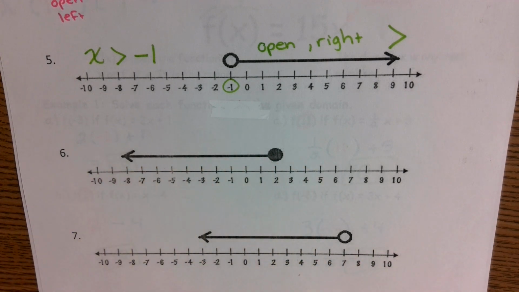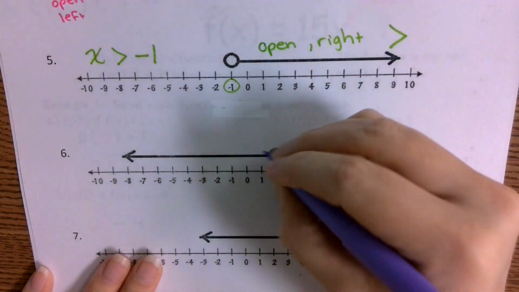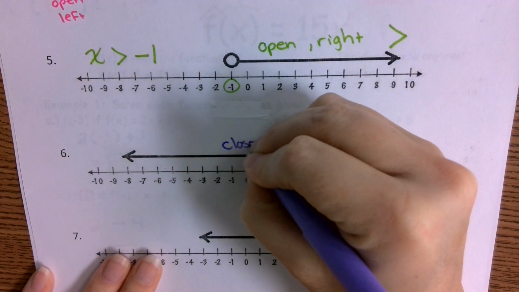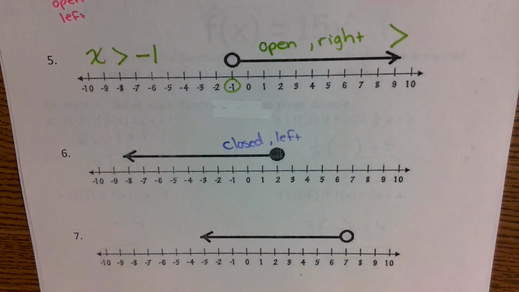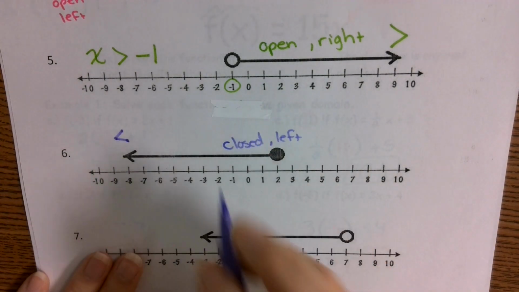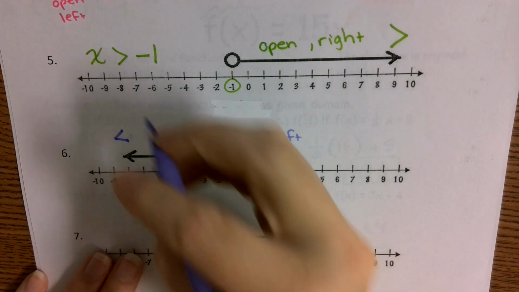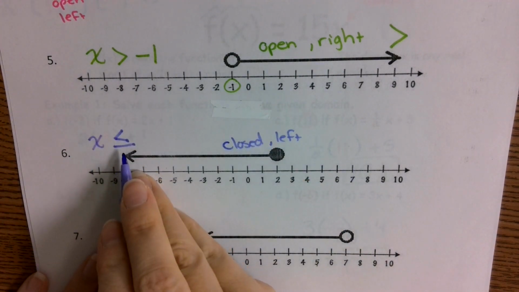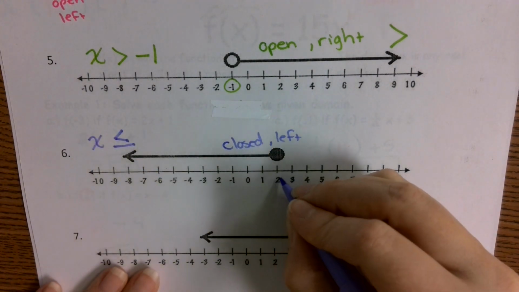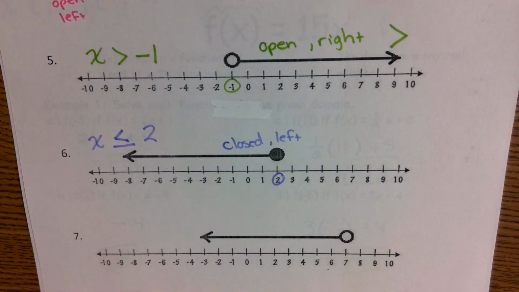It's going to go in what direction here? To the left. So when we have a closed circle and it's going to the left, what symbol was that? Less than or equal to. It was a less than. So look, our arrow that was going to the left looks like a less than symbol. Because it's filled in, it's got the equal to sign underneath it. So it's going to be x is less than or equal to what value? 2, because our circle is starting at the 2. Okay, x is less than or equal to 2.